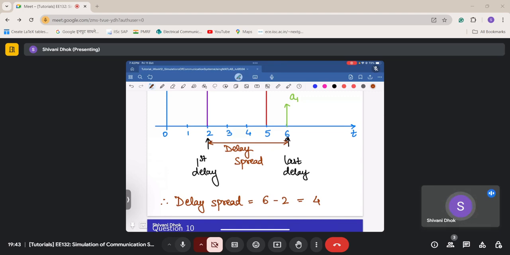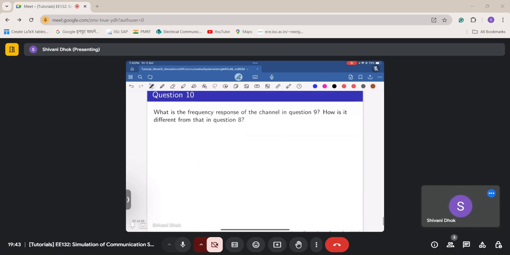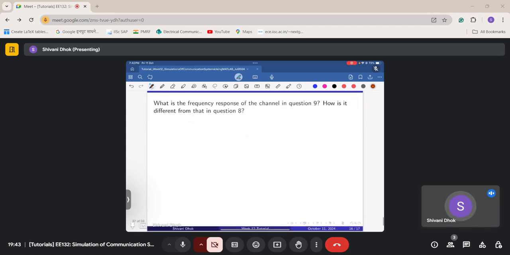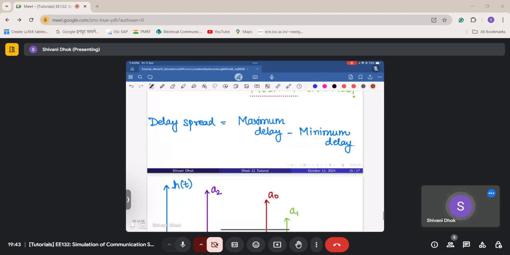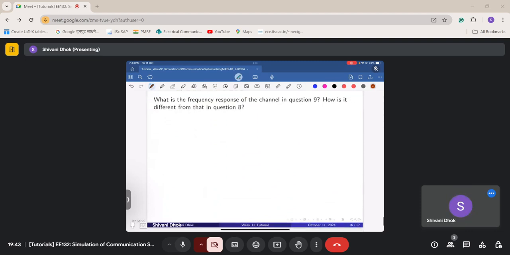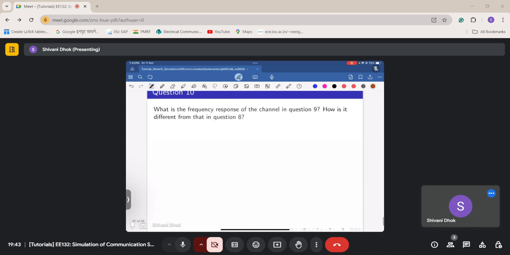Okay, if there are no questions, then let me move on to the last question for today. The last question says, what is the frequency response of the channel in question 9? How is it different from that in question 8? This is the channel that we have in question 9, where h of t is a0 delta(t minus 5) plus a1 delta(t minus 6) plus a2 delta(t minus 2).